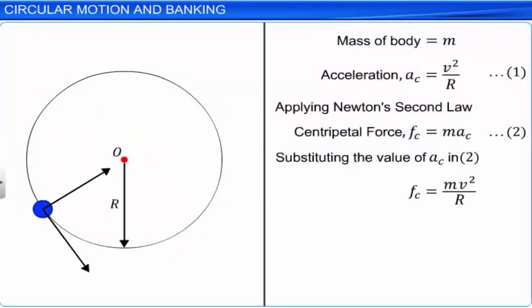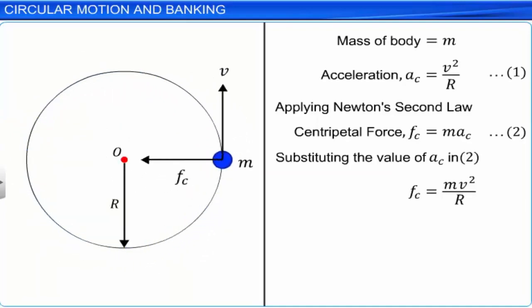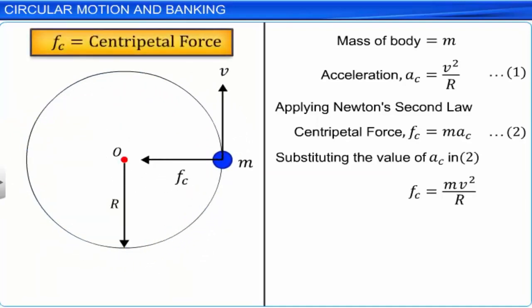You have earlier studied the acceleration of a body moving in a circle at uniform speed. Here, Fc, the force directed towards the center of the circular path, is the centripetal force. Centripetal force, Fc, is equal to mv squared by r.